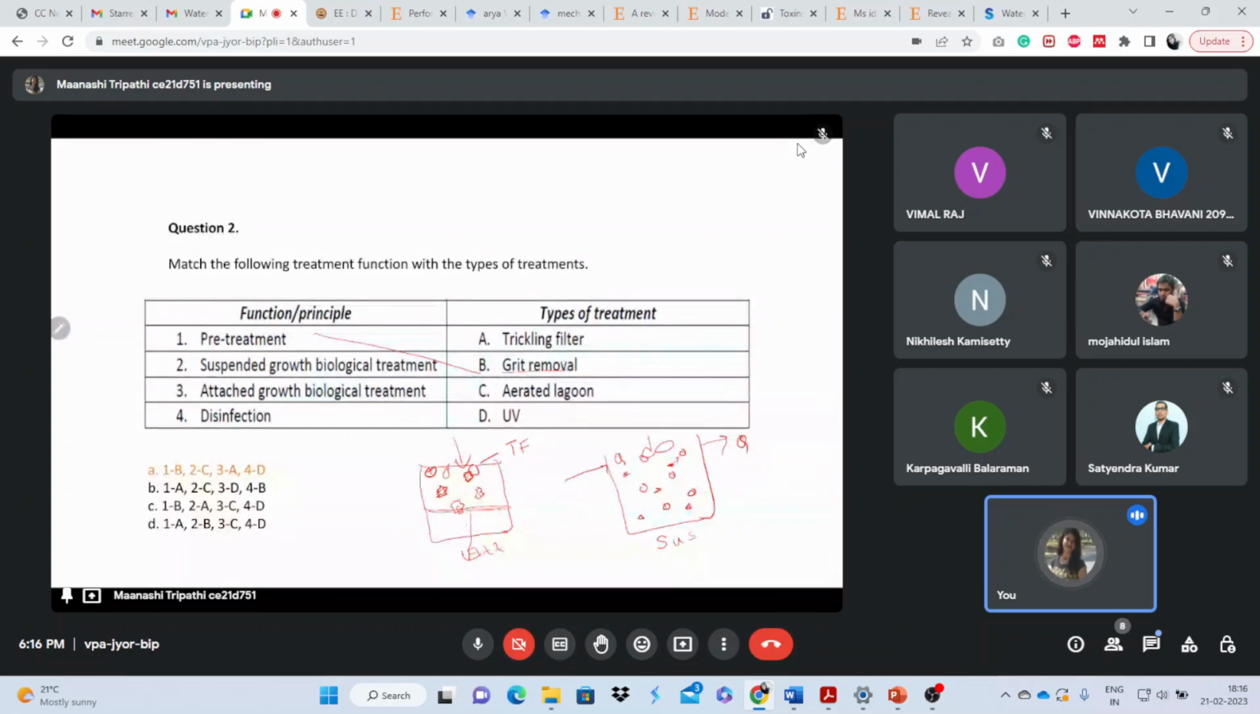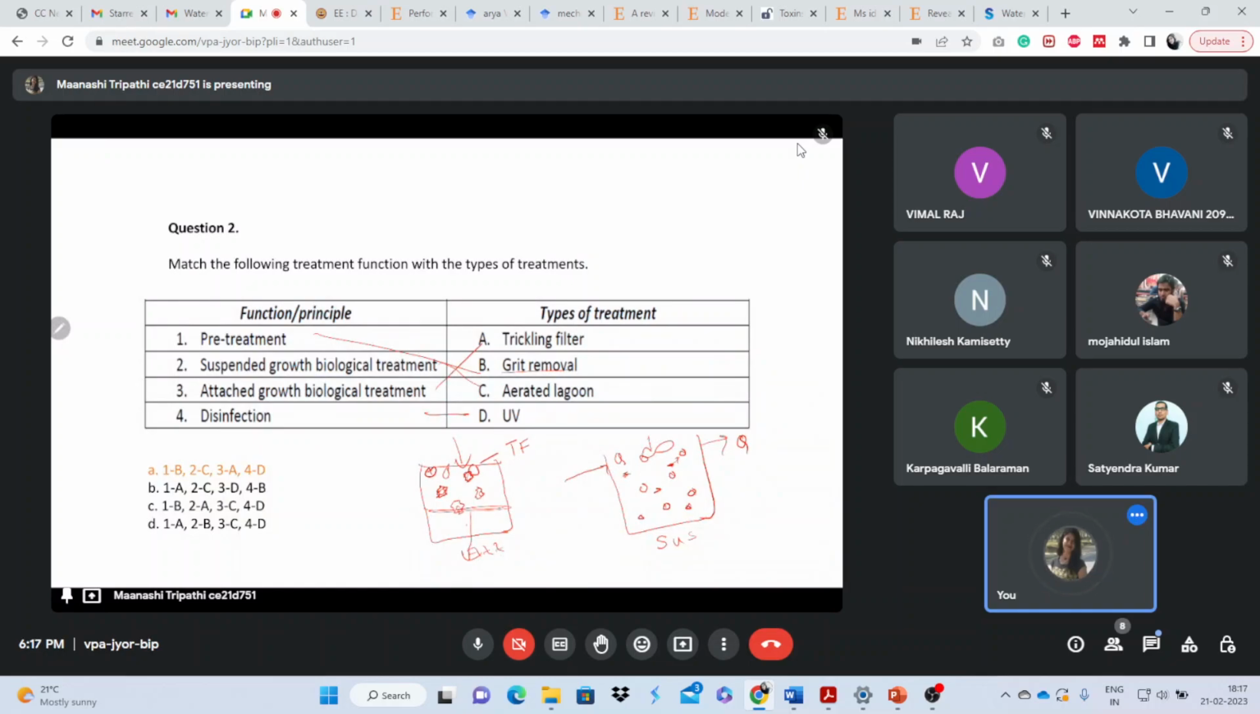In suspended, mixing is required. In attached, mixing is not required. So this is how suspended and attached growth systems are differentiated. So attached growth is trickling filter, suspended is aerated lagoons or ASP, activated sludge process, and fourth is disinfection. UV is one such disinfection technique. Why do we do disinfection? To remove the pathogenic organisms from the water body.